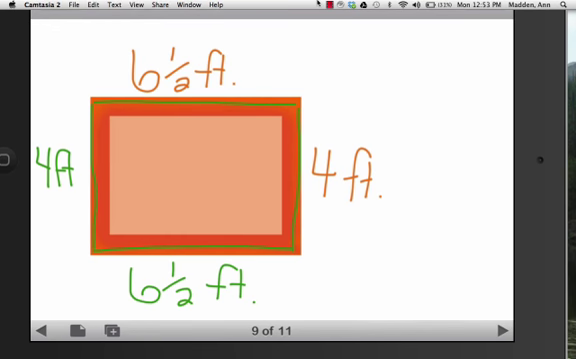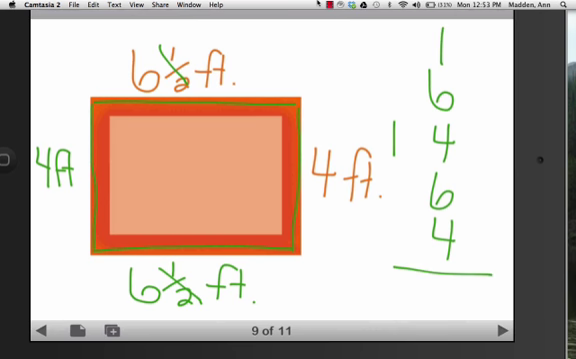Let's take a look at our fractions first. 1/2 plus 1/2 equals 1 whole. Now I can add up all the wholes. 6, 4, 6, 4. Add them up. You could probably easily do it in your head because I know 6 and 4 is 10, 6 and 4 is 10, and then we had our 2 fractions there for 1, so I should have 21 feet.